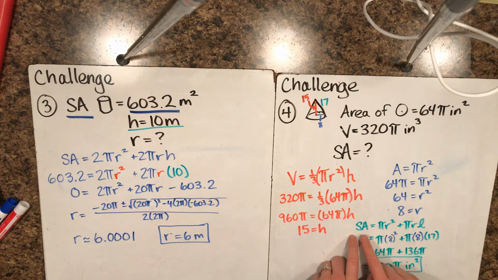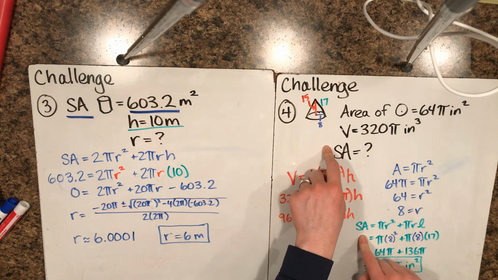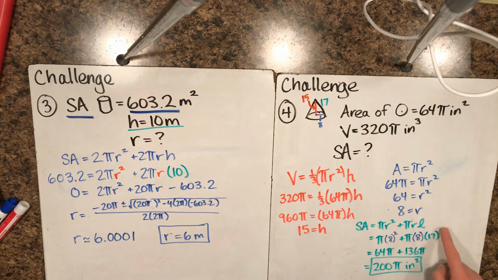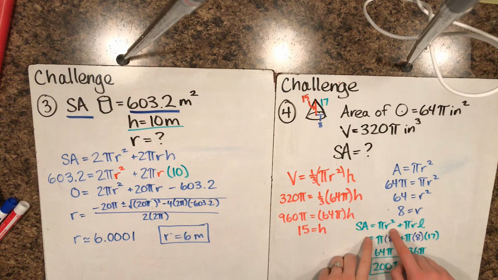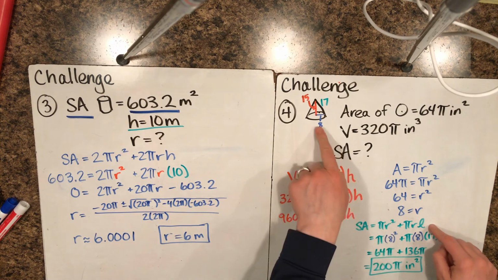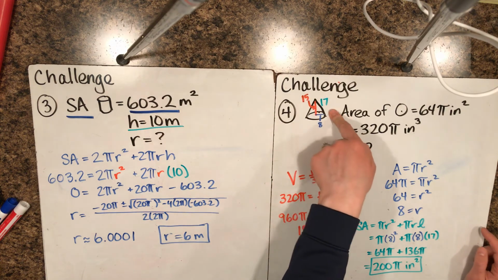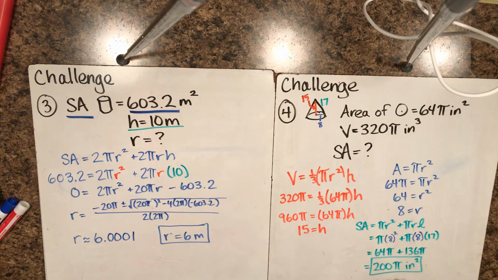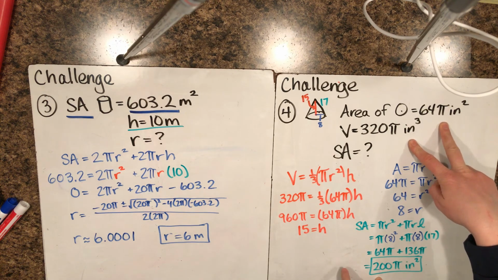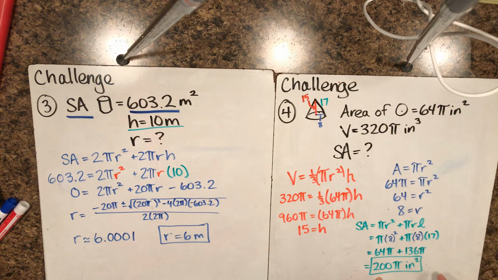Finally, I know that the surface area, which is what the question was asking for, is pi r squared plus pi r l. So I have the radius as 8. I have to find the slant height, and of course by now you guys know Pythagorean theorem, and you will get 17 for the slant height. Plug that in, you get exactly 200 pi. And since both of these in the given information were in terms of pi, I left my answer in terms of pi as well. Okay?